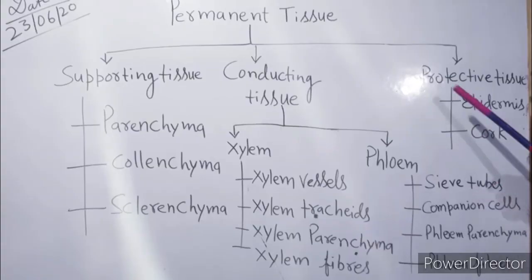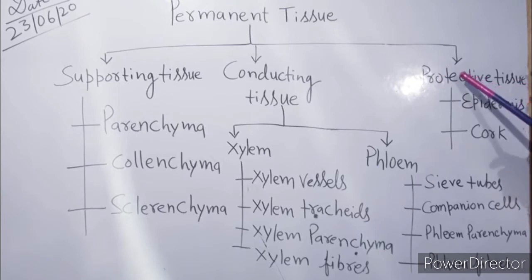Now, the third one is protective tissue. Protective tissue consists of two parts: first is epidermis and the second is cork. Epidermis in plants is the outermost part of the plant, and it has an organic substance known as cutin, which helps to prevent the loss of water, the transpiration, in plants.